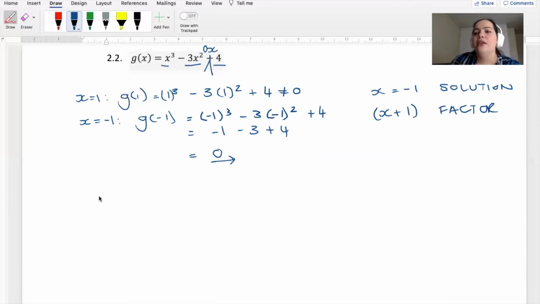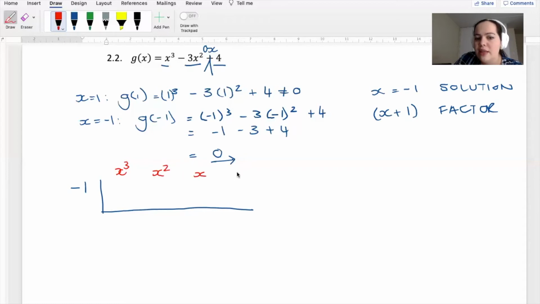Alrighty, so now that we found our solution and our factor, we can move on to synthetic division. So I'm going to draw my box here. I'm going to put down my solution, which I need to remember is minus 1. Now I need to recall that this has to be the coefficient of x cubed, the coefficient of x squared, the coefficient of x, and the coefficient of my constant. So let's go for it. The coefficient of x cubed, I hope you see, is a 1. The coefficient of x squared is minus 3. The coefficient of x, well, we've just put that bit of information, so we need to remember it is 0. And then our constant is 4.